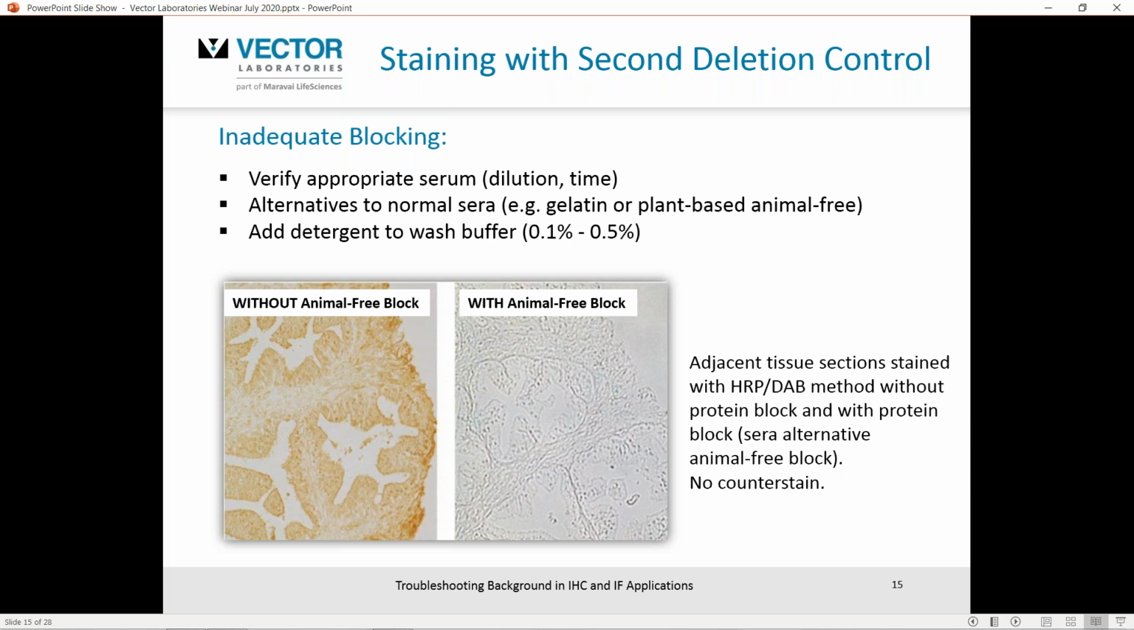If serum is an issue in your lab, or you want to reduce the use of serum, certainly there are other alternatives. Gelatin has been widely referenced in the literature, and certainly there are some plant-based or animal-free reagents which double up as universal block and diluent reagents. They're very useful if you're juggling a lot of different sera in the lab. Certainly you could also consider applying some detergent in the wash buffer, like a Tween 20 or a Triton X-100 at about 0.1 to 0.5%. That does prevent hydrophobic interactions.